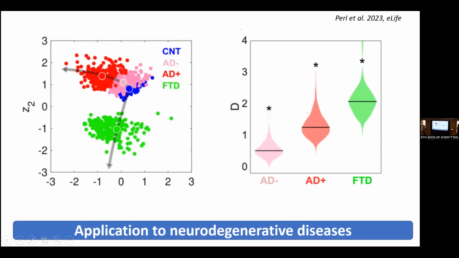So I think the procedure is the same as I said before, but instead of considering level of consciousness, we are considering controls, which is the blue one, and two neurodegenerative diseases. One is Alzheimer's disease, and the other is frontotemporal dementia. And these are two different severities of Alzheimer's. The pink one is a less severe Alzheimer's disease stage, and the red one is a more severe Alzheimer's disease stage. And for the frontotemporal dementia, we only have one severity.